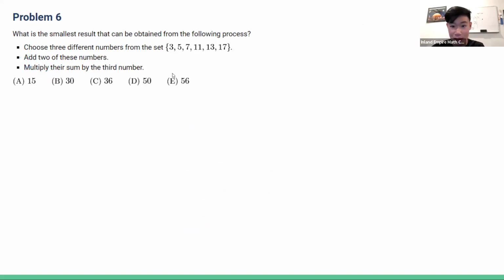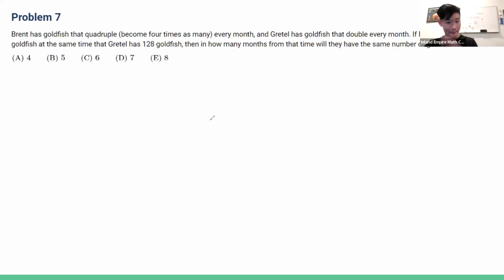Next problem. Problem 7. Okay, so you can type your answers in the chat. In the meantime, I will read the problem. Brent has goldfish that quadruple, so become 4 times as many, or you multiply by 4 every month. And Gretzel has goldfish that double every month. If Brent has 4 goldfish at the time that Gretzel has 128 goldfish, then in how many months from that time will they have the same number of fish?